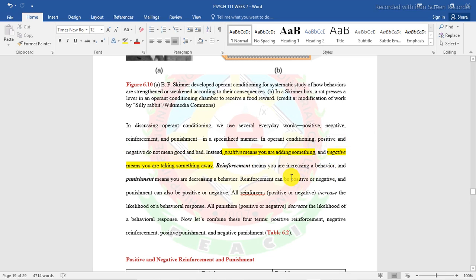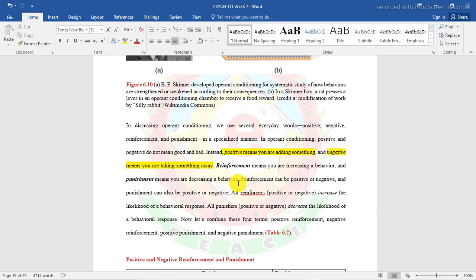So, reinforcement means you are increasing a behavior. Okay? And punishment means you are decreasing behavior. So, pag nire-enforce mo, meaning, gusto mong mangyari yung behavior paulit-ulit kasi maganda yung behavior. Punishment, ayaw mo yung behavior na yan, gusto mo siyang i-punish. Reinforcement can be positive and negative. Punishment can also be negative or positive. So, all reinforcers, positive and negative, increase. So, lahat ng reinforcers, positive or negative, increase the likelihood of behavior response.